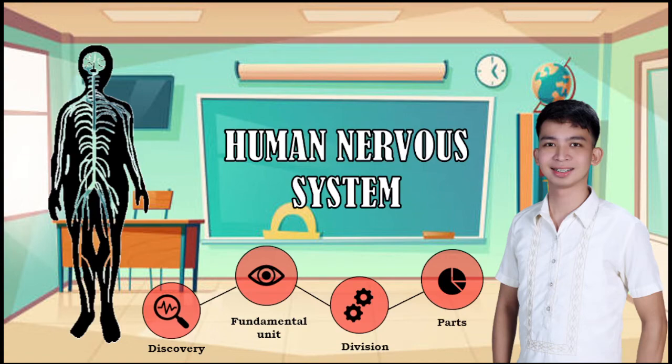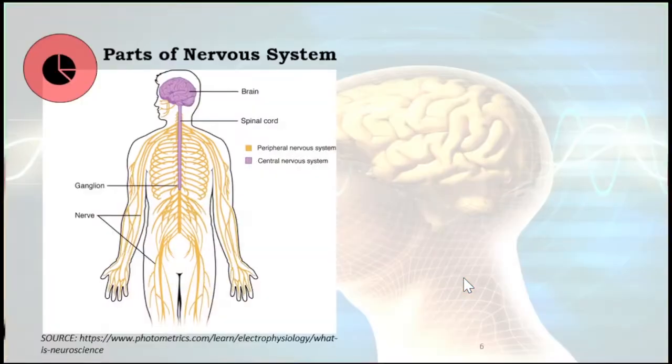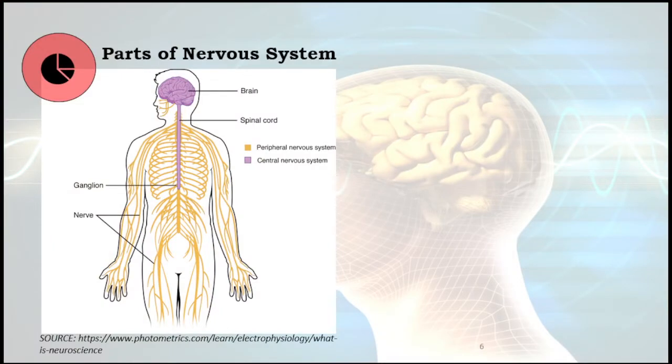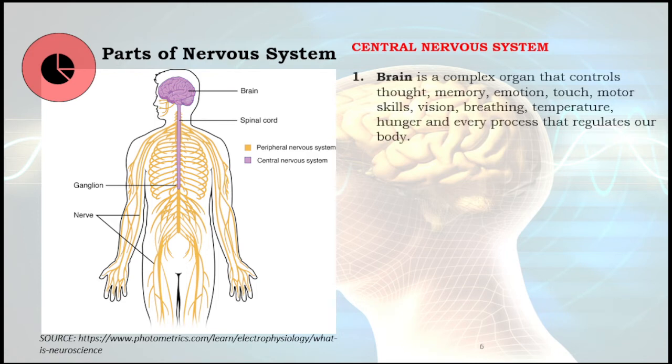Now that we are done with the division, let us proceed with the parts of the human nervous system. As you can see in the illustration, the parts can be grouped into the central nervous system and the peripheral nervous system. Under the central nervous system, we have the brain, which is the complex organ that controls thought, memory, emotion, touch, motor skills, vision, breathing, temperature, hunger, and every process that regulates our body.